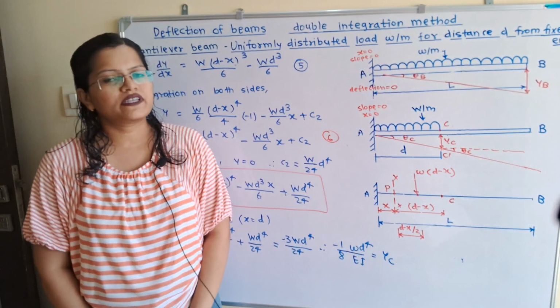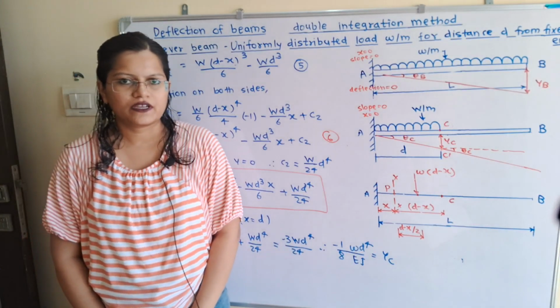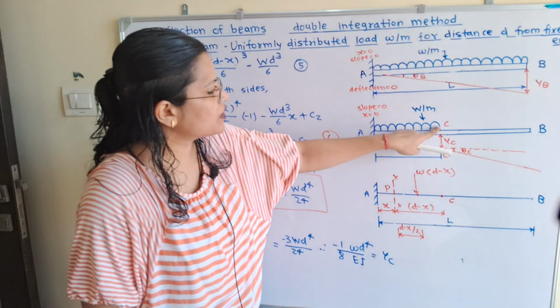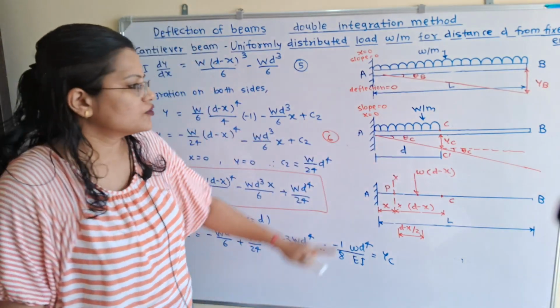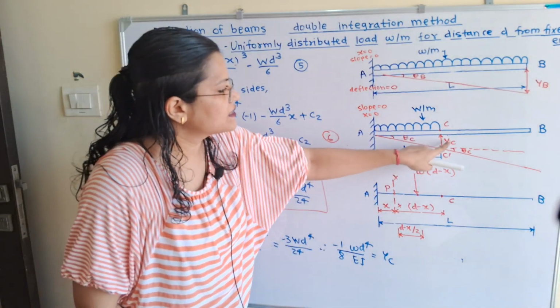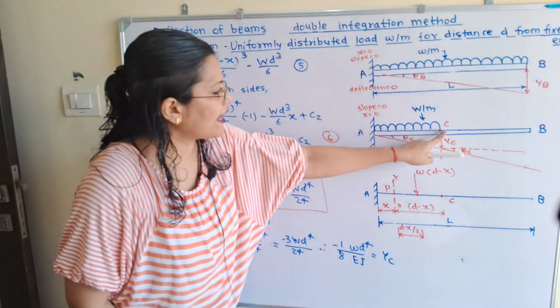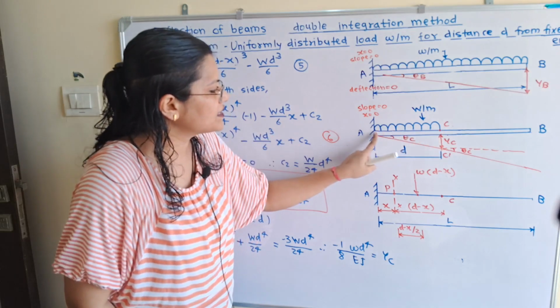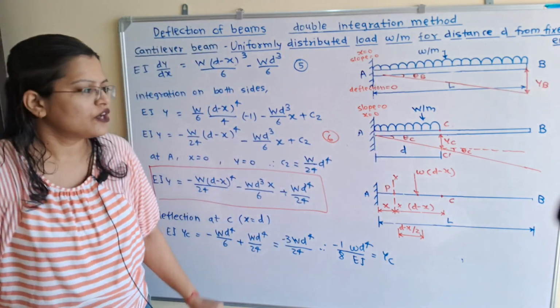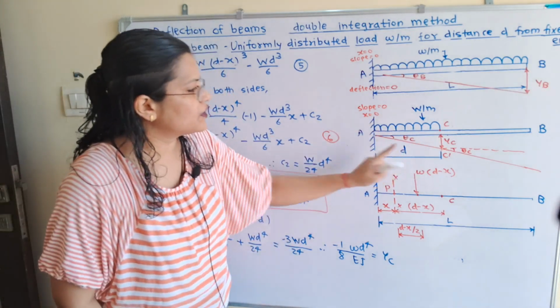Now we will find out deflection at point C. Here this is the original position and final position. So CC dash is known as deflection YC. So how to find out? We know that this point C is having distance d from the end A. So we have to put x is equal to d.